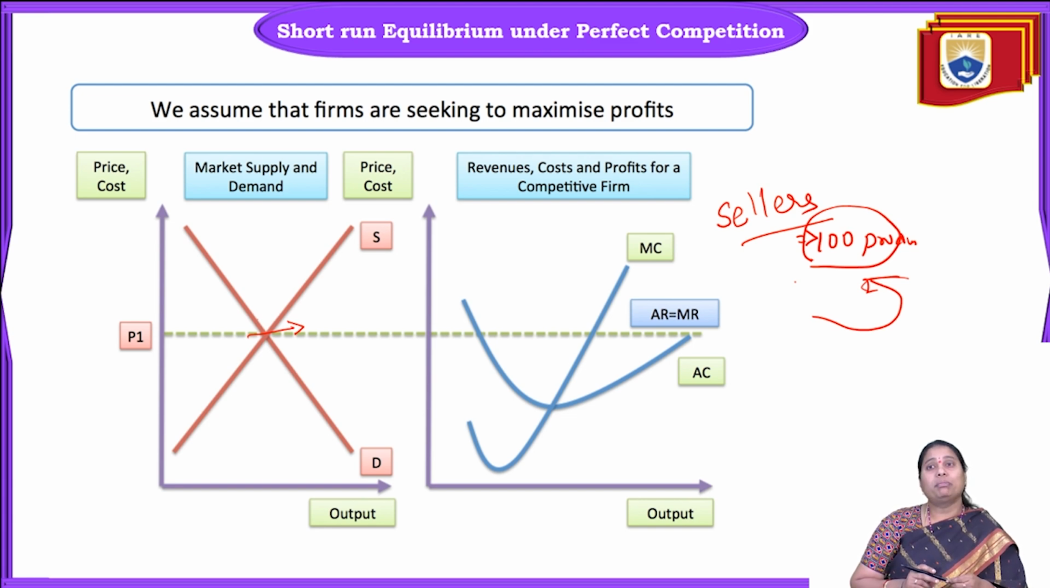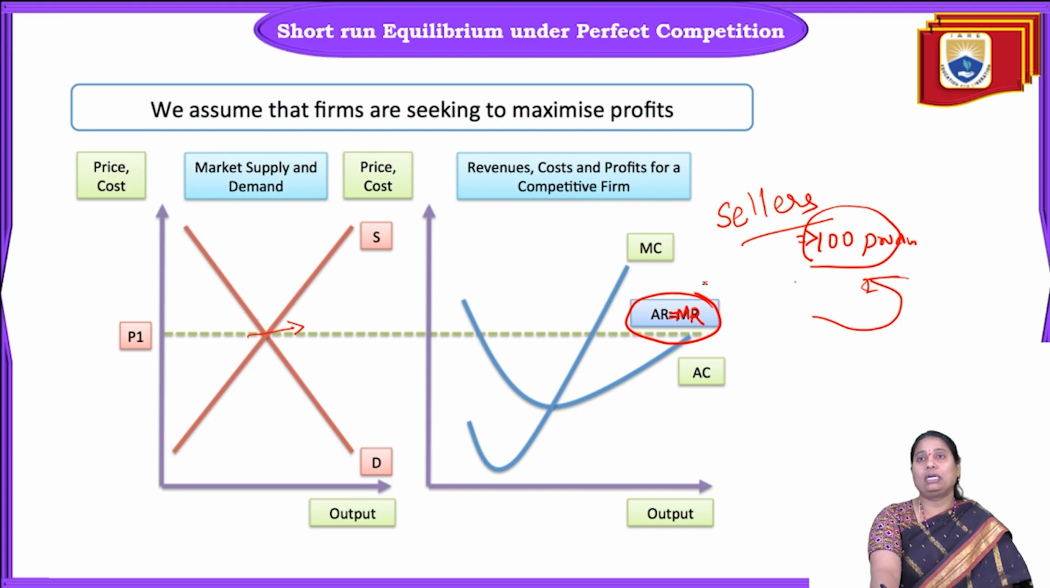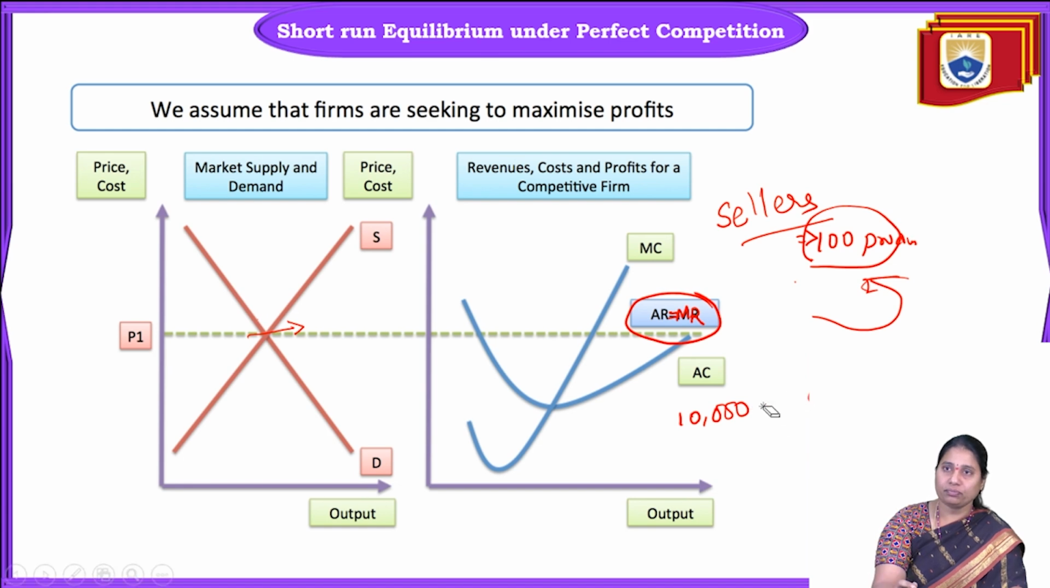Here, the marginal cost everywhere. Whenever the average revenue and the marginal revenue become equal, then we can say that point is called the short run equilibrium point, which means previously they were all getting 10,000 as total revenue. Their profit is 10,000 rupees.